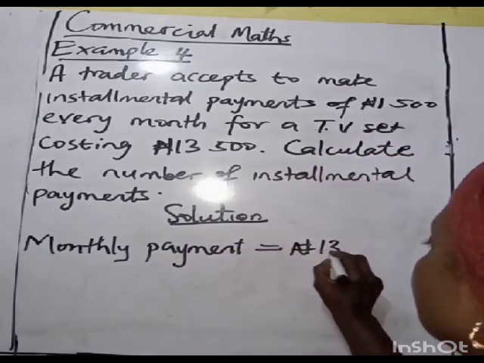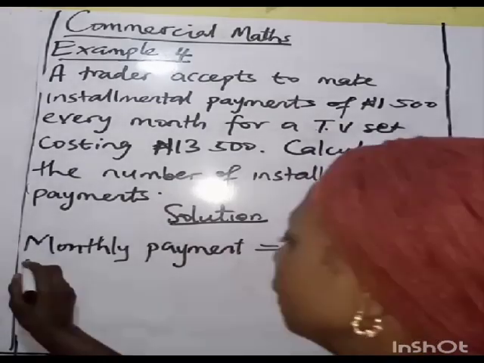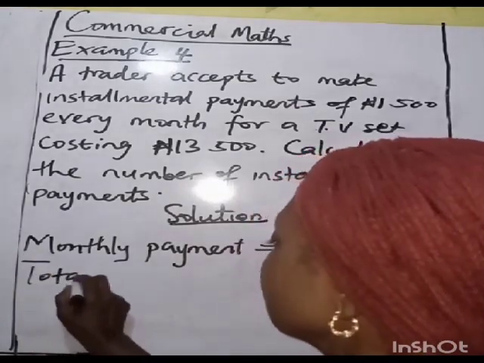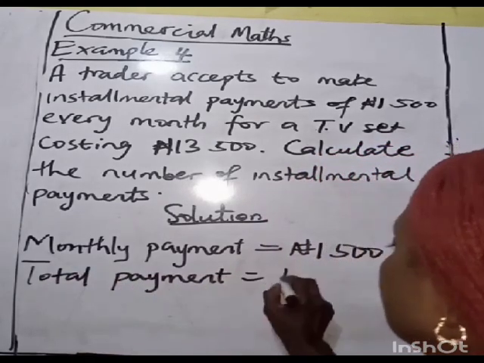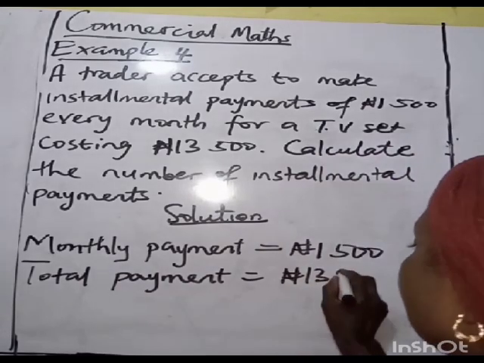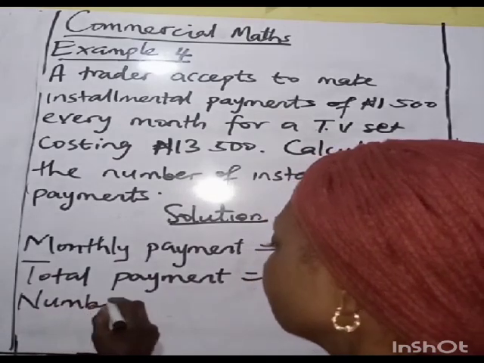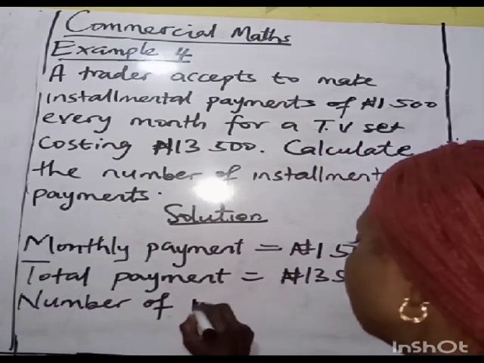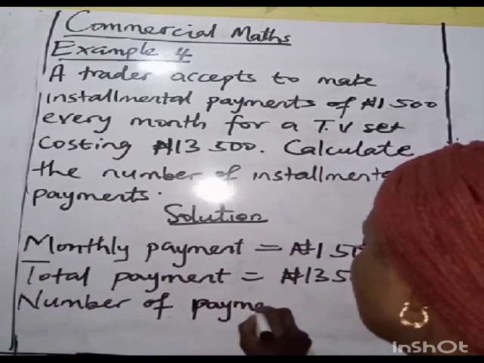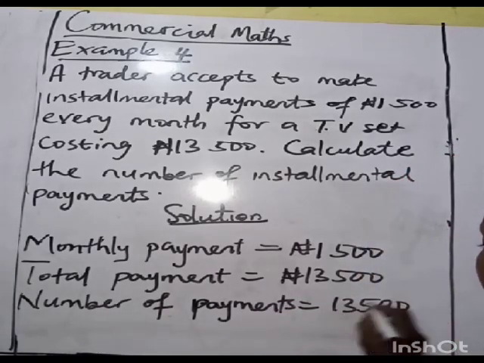is 1,500 naira. Total payment is 13,500 naira. So number of installmental payments, number of payments, that will now give us 13,500 naira divided by 1,500.